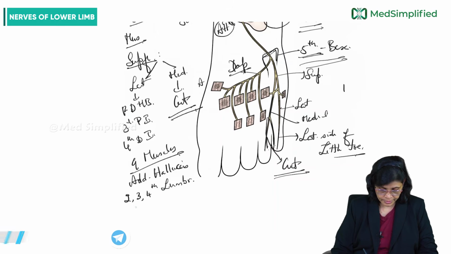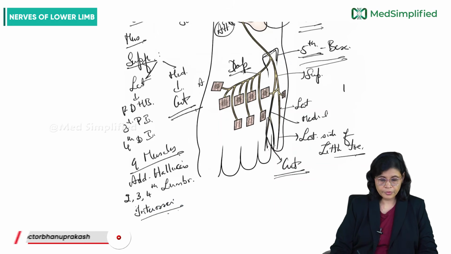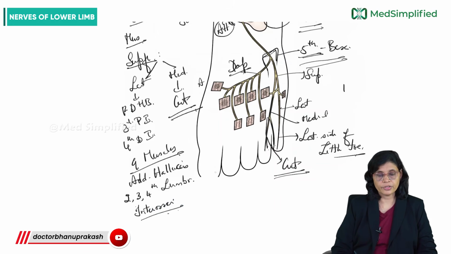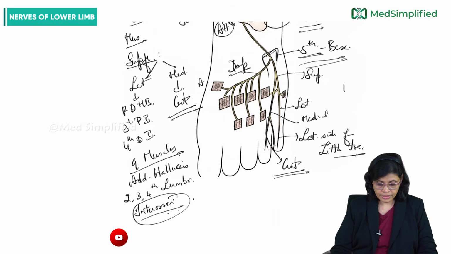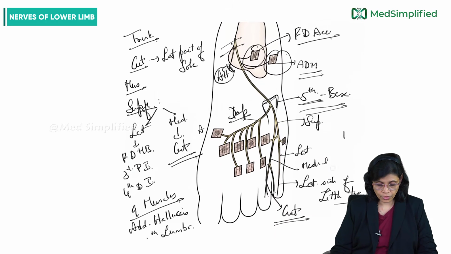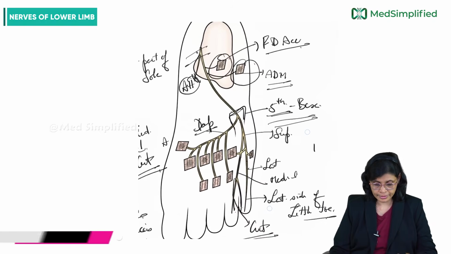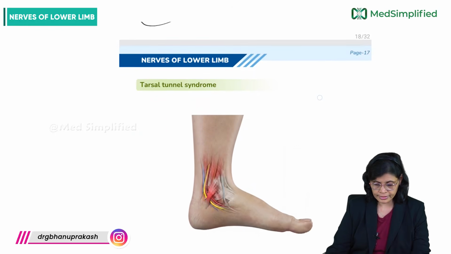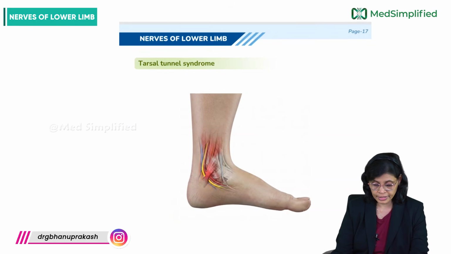It supplies the interossei of the first 3 metatarsals. The 5 interossei include 2 plantar interossei and the 3 dorsal interossei. So it supplies the interossei muscles. So this is the distribution of the lateral plantar nerve. Now let's look at some of the lesions which I already discussed earlier.